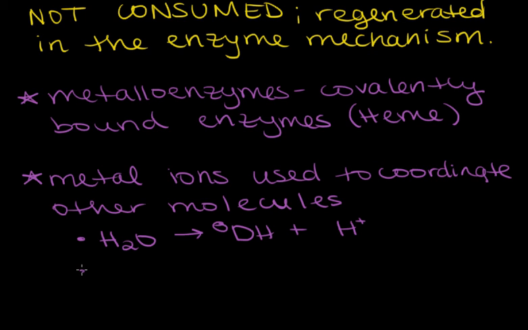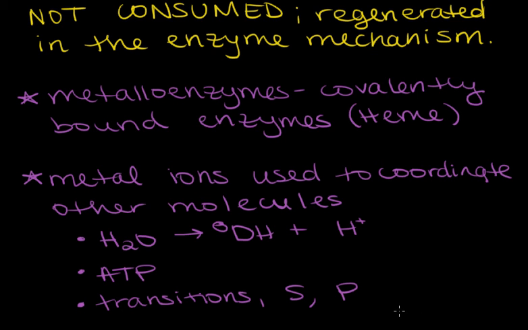Metal ions can also be used to coordinate ATP, because ATP has lots of negative charges, so we can add in some positively charged metals to coordinate the negative charges on the phosphates and keep ATP nearby for the reaction. And this can also be used to stabilize transition states, substrates, products, that sort of thing. Anything that needs stabilization in the active site, we can stabilize by using metal ions. So we can use it for chemistry, like activating water, or coordination of molecules.